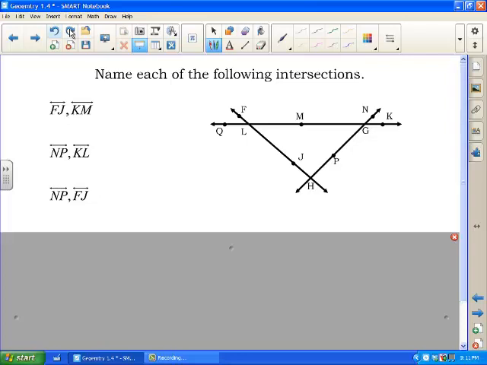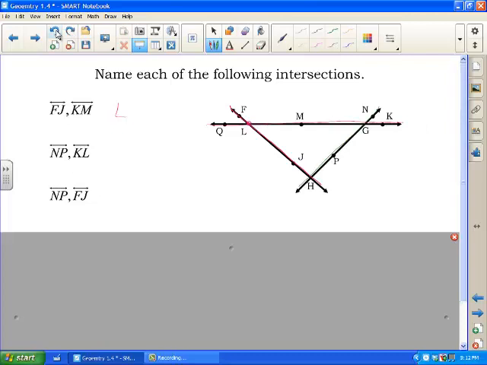So here we have 3 different lines intersecting, and naming these intersections is an important skill to have when you're working with geometry. So wherever lines intersect, we know that we're going to have a point. So when I look at line FJ here and line KM here, they need to meet at a point, and that point is point L.